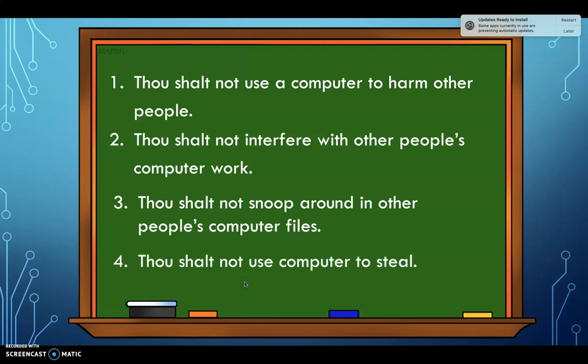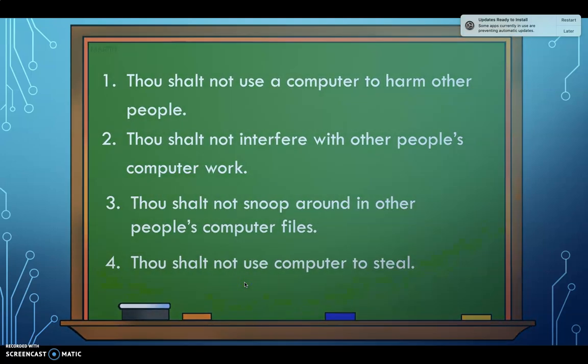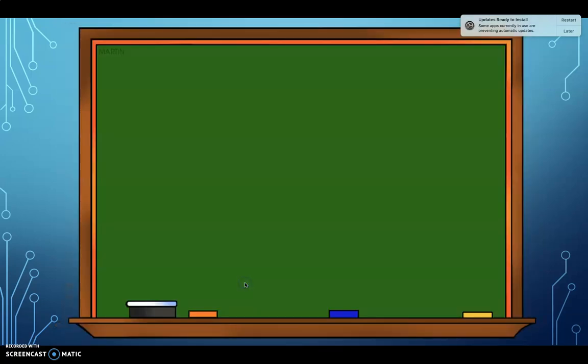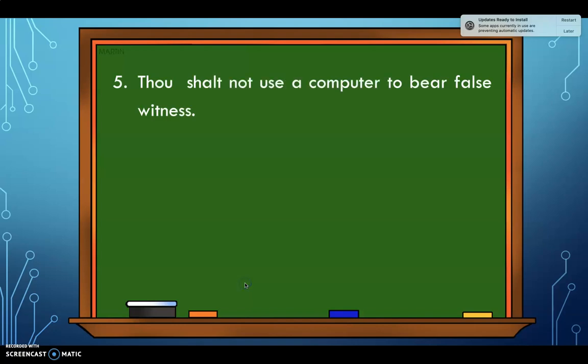Number 4. Thou shalt not use a computer to steal. This one is obvious. Stealing is just as bad with a computer or without one. Use your IT powers for good. Number 5. Thou shalt not use a computer to bear false witness. It means that you shouldn't use a computer to create false facts. Don't believe everything you see on the internet.